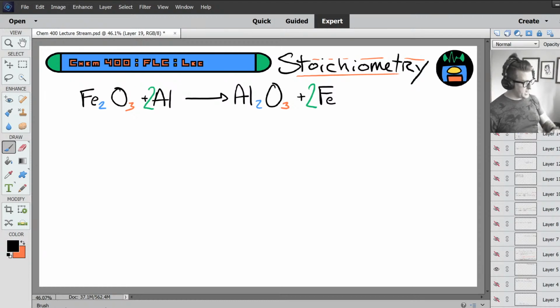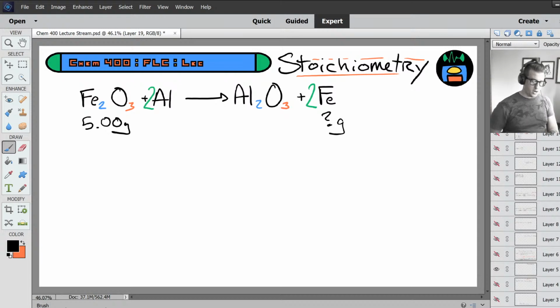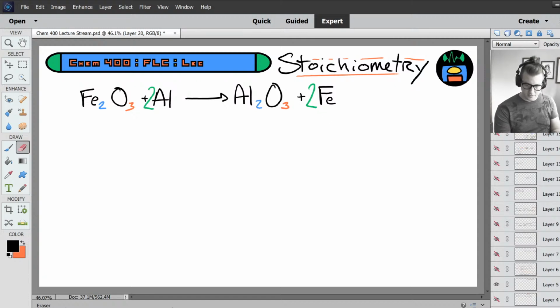All right, we've done part A, we've balanced it. Part B, we need to determine the theoretical yield, how many grams of iron from our 5.00 grams of iron 3 oxide that react completely, right? So, actually, hang on. I keep mismanaging my layers here. So we have 5 grams of iron 3 oxide. We need to find our grams of iron.